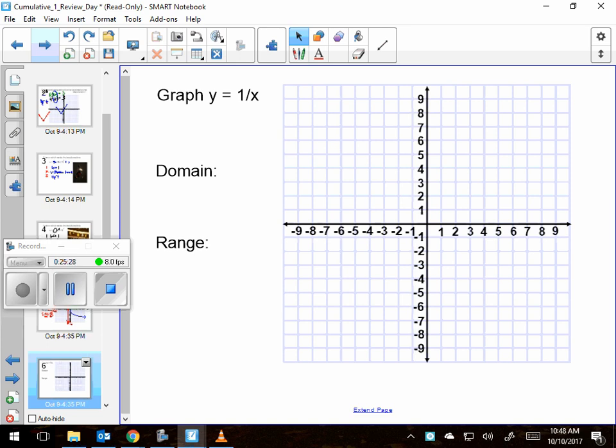Make the graph and then figure out its domain and range. This is the tricky kind where you've got to say everything except this. Do you remember how to say a domain where everything works but this one number? Pause for a second. And if you have trouble with it, check with the kid next to you that I paired you with and ask him. I'm going to pause while you work with him.